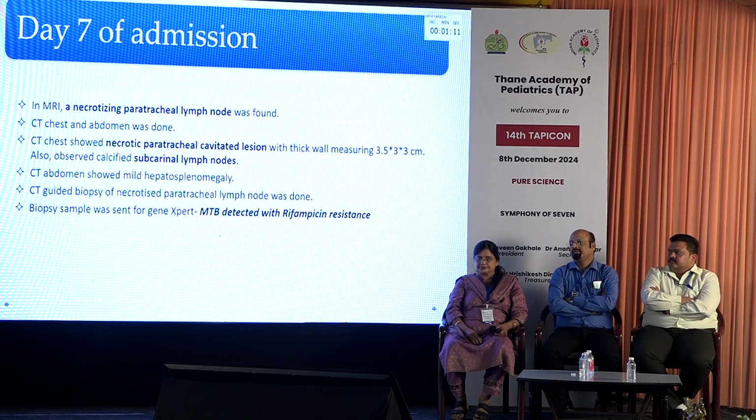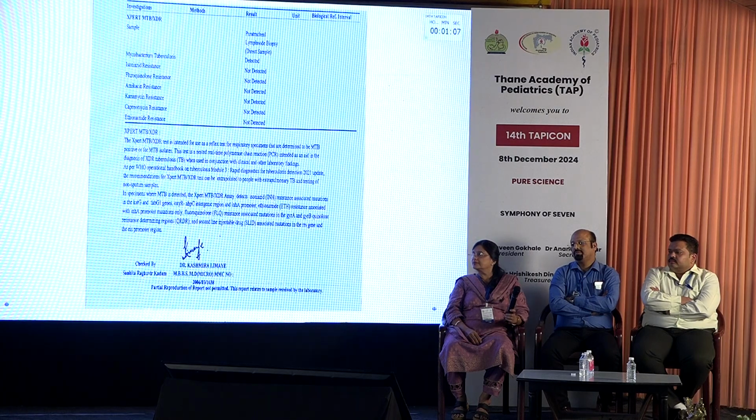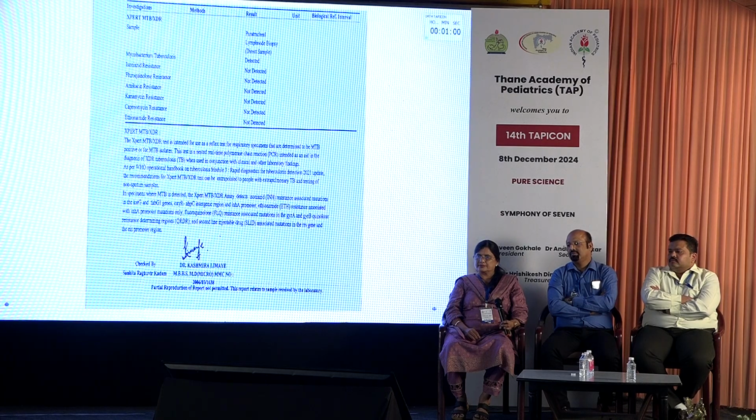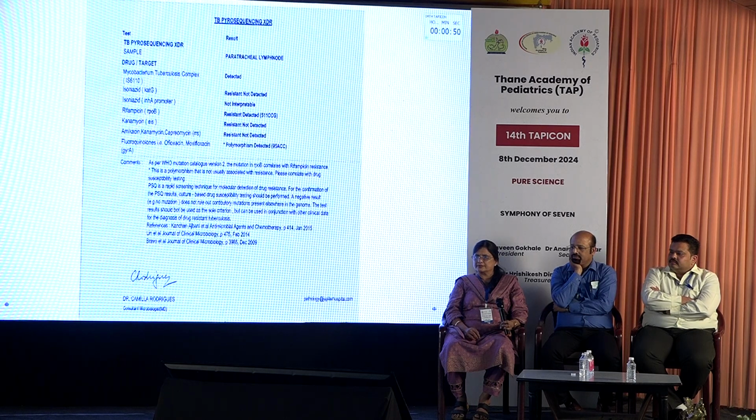So MTB was detected with rifampicin resistance. We sent it for drug sensitivity and resistance testing. Isoniazid resistance was not present, and resistance to other second-line TB drugs also was not present. In the pyrosequencing, we came to know that a polymorphism for fluoroquinolone was present.